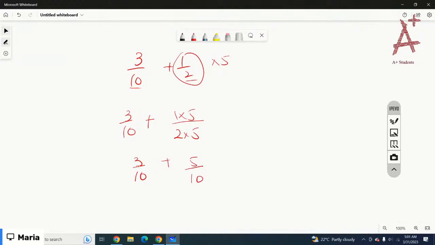Got it? Now they have like denominators. You can add them. 5 plus 3 is 8 and 8 over 10. Divide them by the common factor 2, it would be 4 over 5. Got it? So the correct option is 4 over 5.